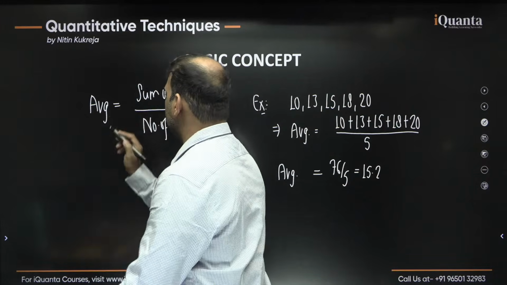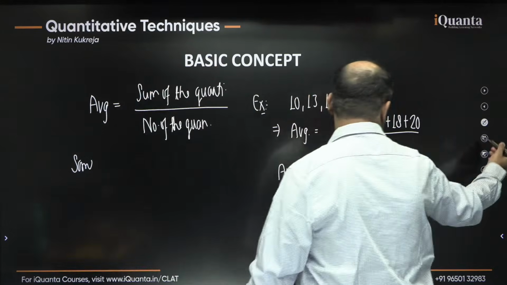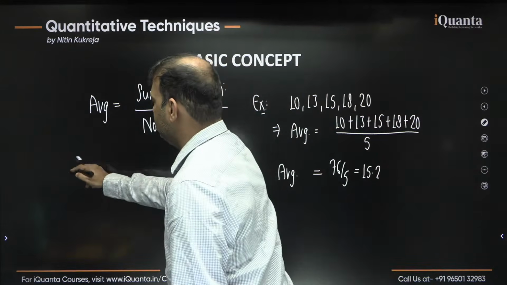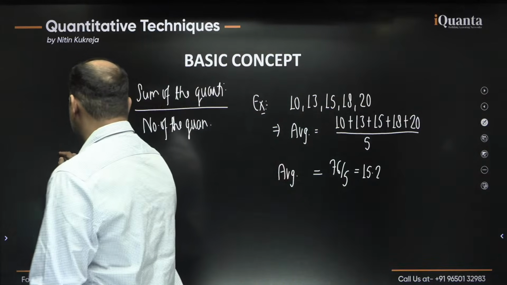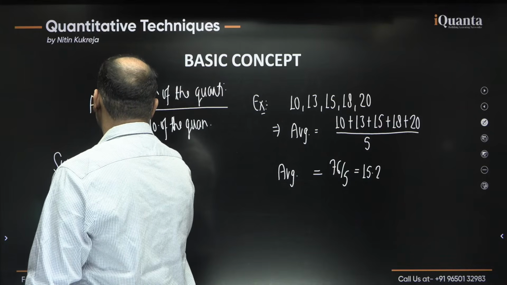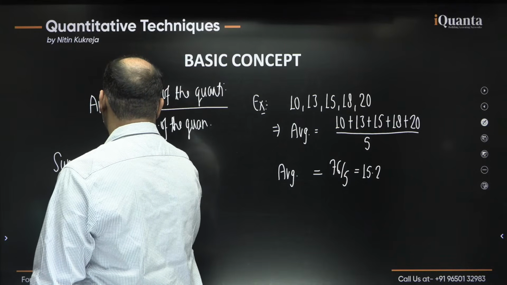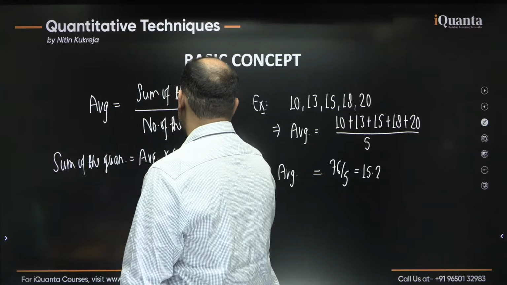That the sum of the quantities is the average into the number of the quantities, right, guys? If we do the cross multiplication of this, we can say the sum of the quantities is the average into the number of the quantities, all right? Sum of the quantities is average into the number of the quantities. Simple.